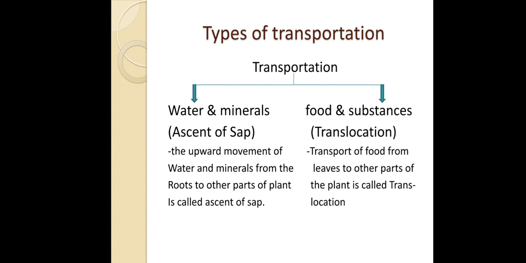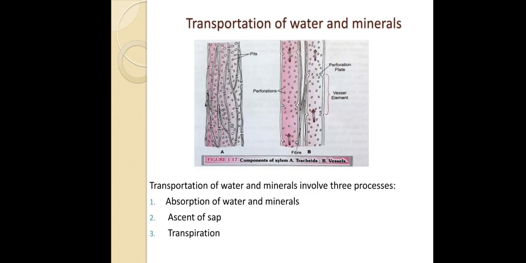What is ascent of sap? The upward movement of water and minerals from the roots to other parts of the plant is called ascent of sap, and transport of food from the leaves to other parts of the plant is called translocation. Clear? Now we will talk about transportation of water and minerals first. You came to know that transportation of water and minerals is done by the xylem tissue.